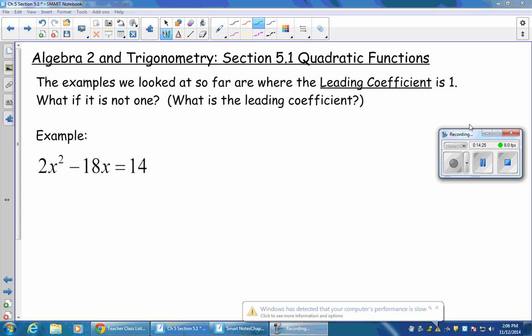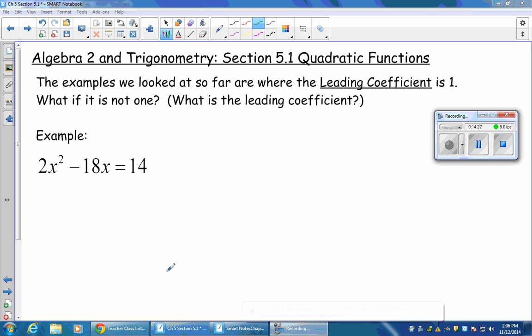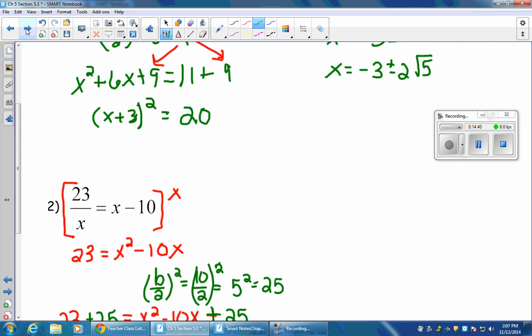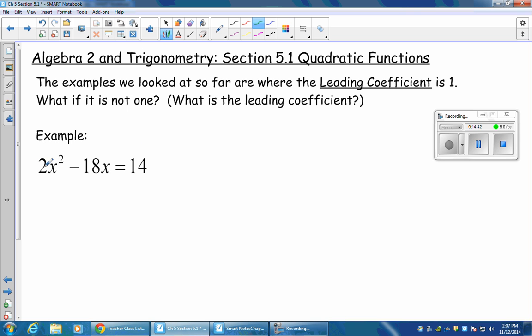So next page. The last thing that we're going to cover, we're not going to do this today. The ones that we looked at so far, the leading coefficient was 1, meaning x squared just had a 1 in front of it, right? X squared. So the next thing we're going to do is look at what happens if the leading coefficient's not a 1. So we'll practice some more completing the squares in class. And then we'll talk about how do we do it if it's not a 1 as your leading coefficient.